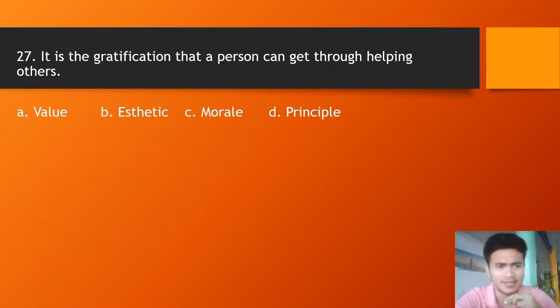Okay, next number. It is the gratification that a person can get through helping others. This is somehow the highest form of need according to humanists. Pwede ka Maslow. The correct answer here is aesthetic, letter B.